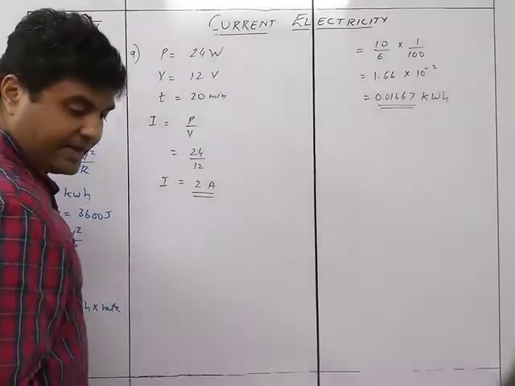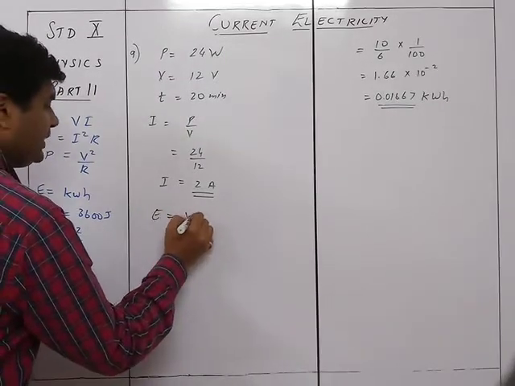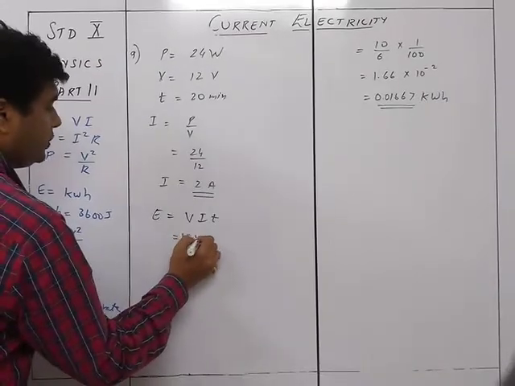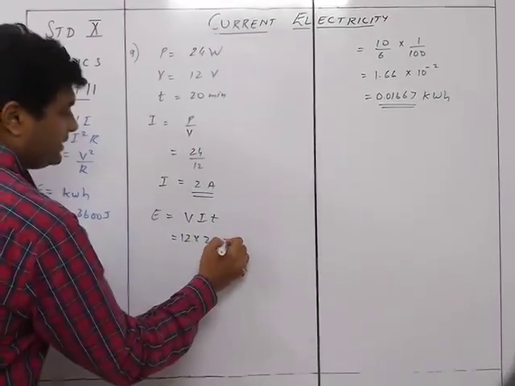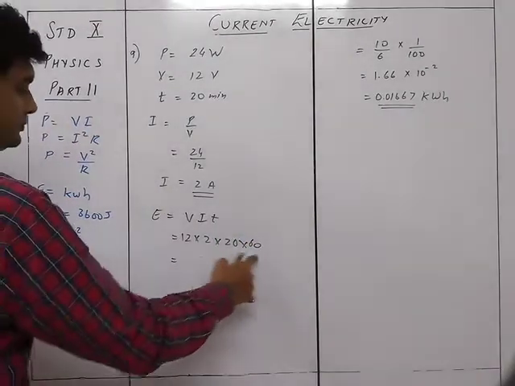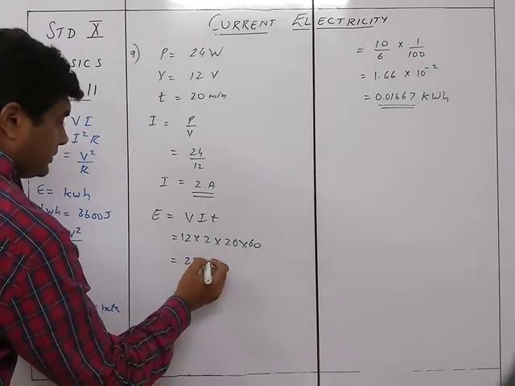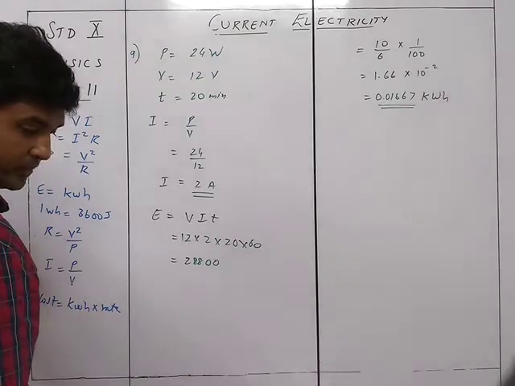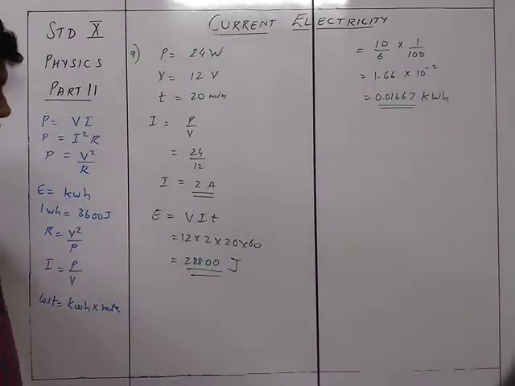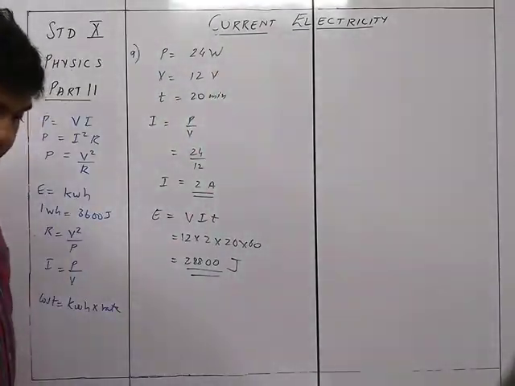The second thing is energy consumed. Energy is equal to VIt, which is 12 into 2 into 20 minutes, that is 20 into 60 seconds. So it's 12 into 12 into 2, so 288, 00. Okay, 28800 joule. This was the power and energy consumed.